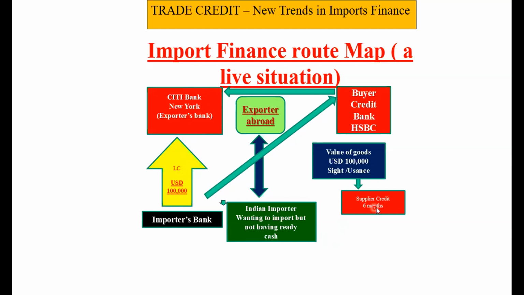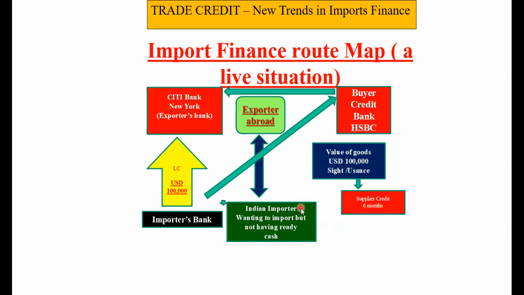Now after 6 months, if this Indian importer, who took time under supplier credit, doesn't have money, then he will go to his bank. Which bank? The importer's bank, and he will approach, sir, I do not have money. So why don't you organize another 6 months time buyer credit? Now this is seller credit. This credit is given by the seller. Now the seller, after 6 months, will go on sending a reminder.